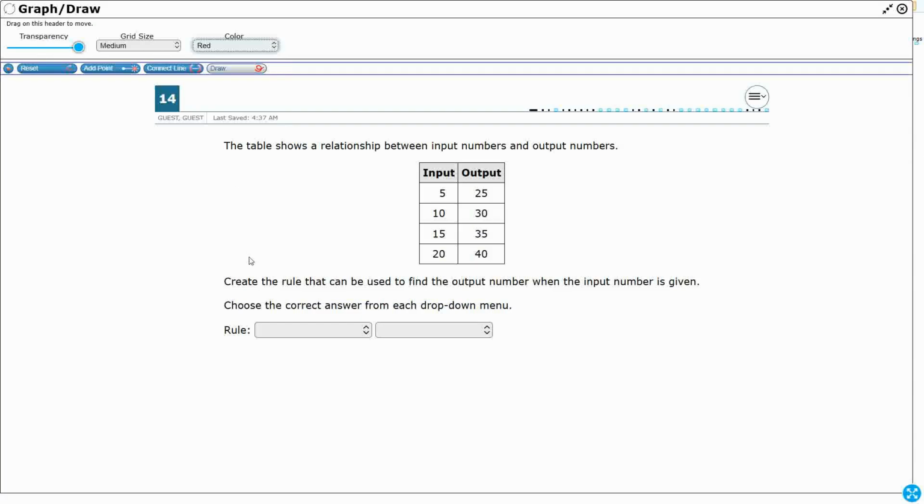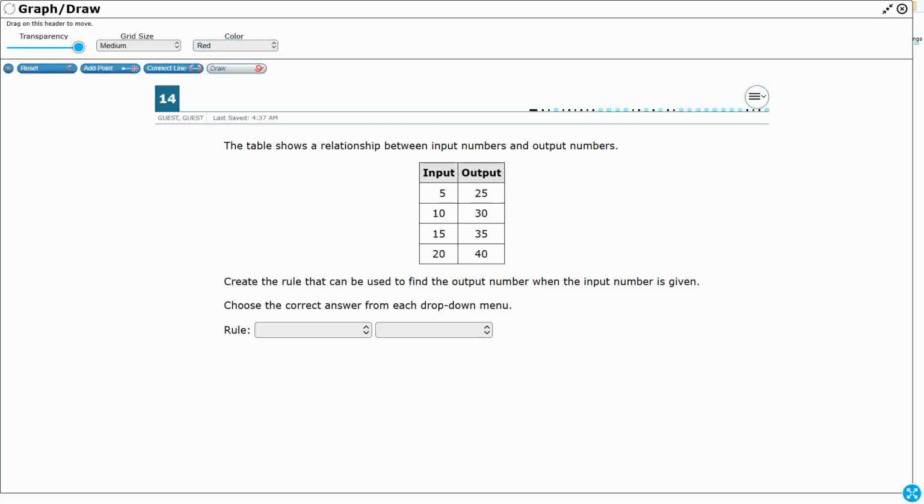So we need to find a rule, and the instructions are right here: find the output number when the input number is given. Okay, so my output number, I'll write it like the way they wrote it. Find that when, so that means we're going to output equals input and then some type of operation here.